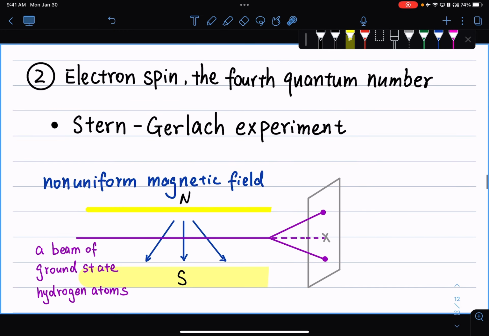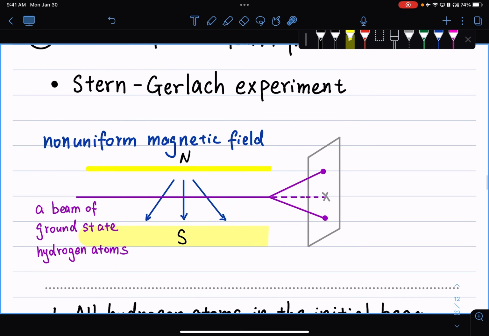All right, so we talked about the three quantum numbers that define the shape and orientation of your atomic orbitals. And now we want to briefly touch on the fourth quantum number, which is electron spin. The actual background of electron spin is a bit too complicated, but I just want to introduce you to electron spin using an experiment, which is the Stern-Gerlach experiment.